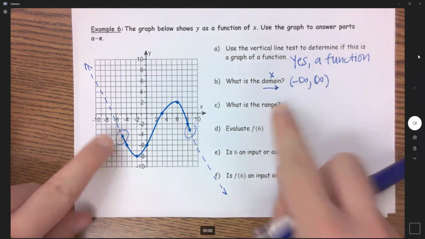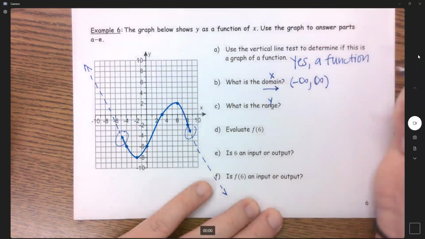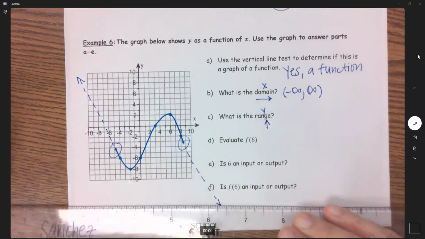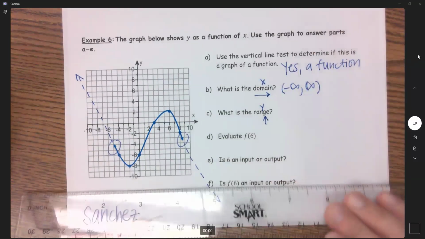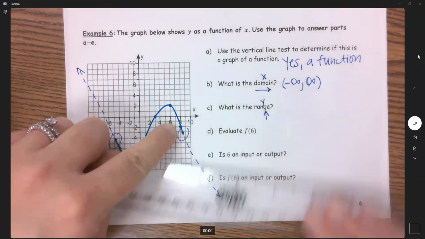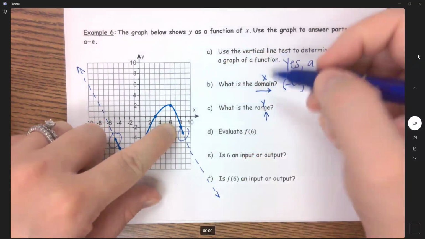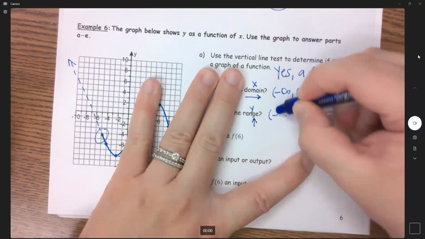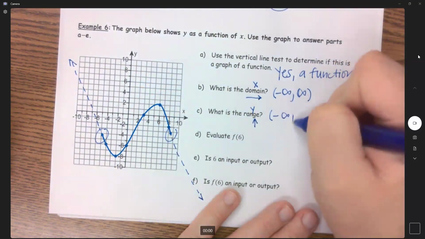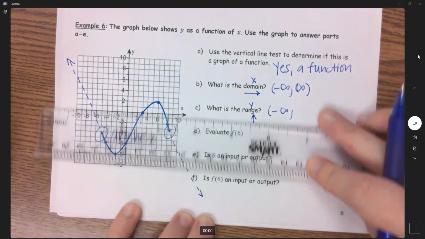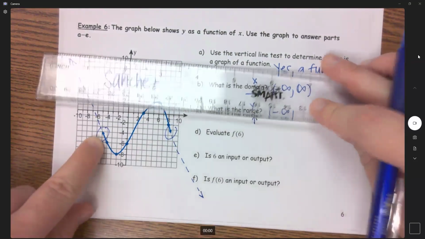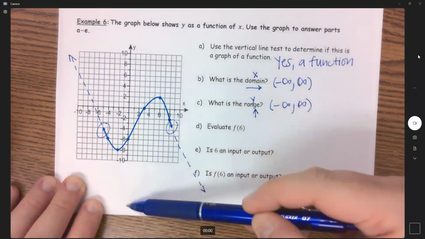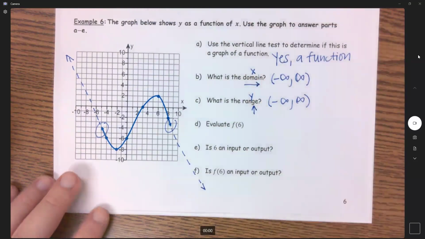Very similarly with this range now. Range is y, and we're going to go from the bottom to the top. And as I go from the bottom to the top, the first thing I encounter is an arrow, which means it's going to keep going down forever. So we got negative infinity. And then it's going to keep going up forever. So positive infinity. It's going to go down on that y forever, and it's going to go up on that y also forever.